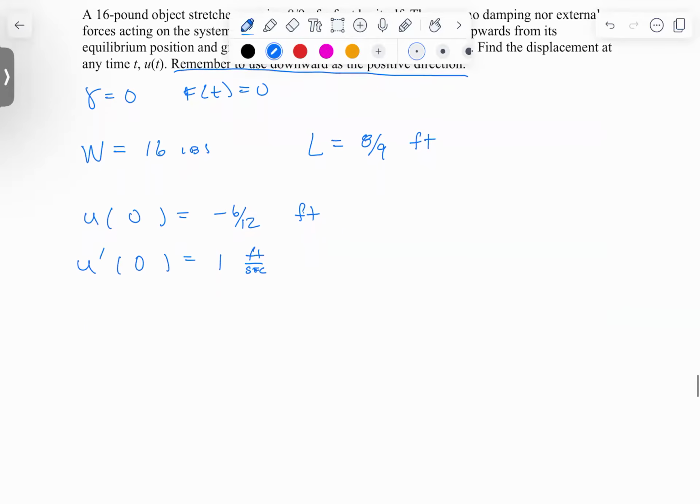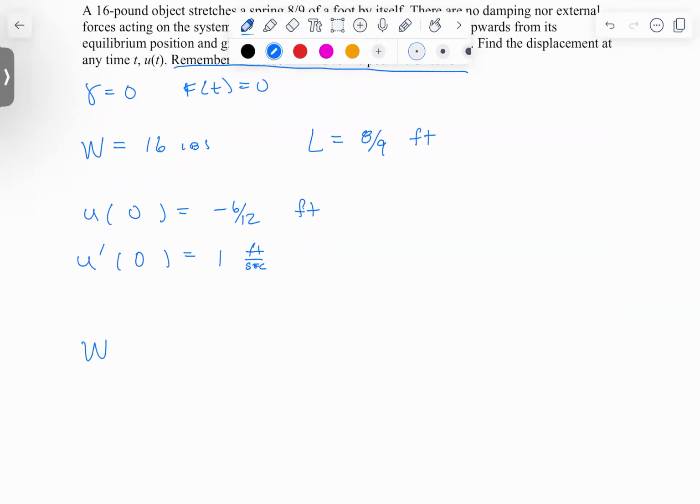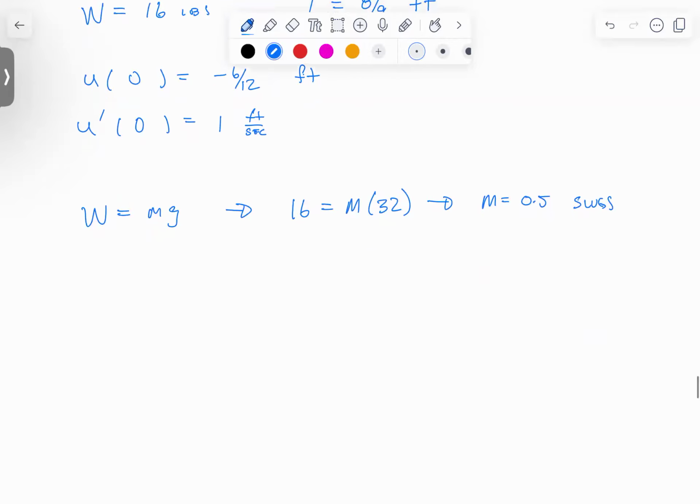Now we can actually start to put it into our equation. So W equals mg. Once again, I'm going to use 32 feet per second squared. I know it's not the exact value, but it makes my numbers nice. So that gives me 0.5 slugs.